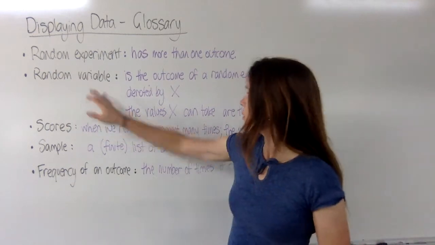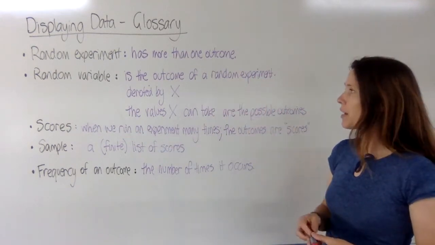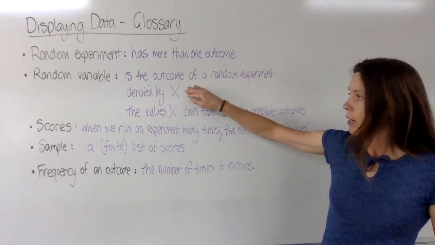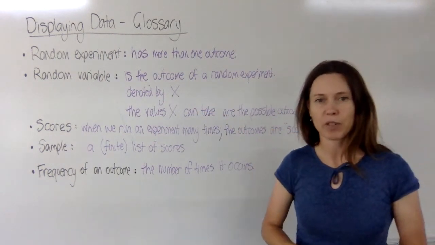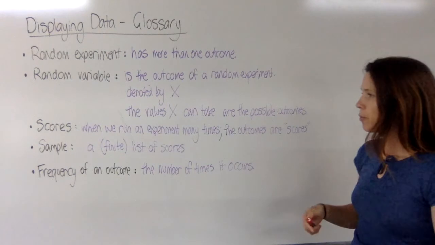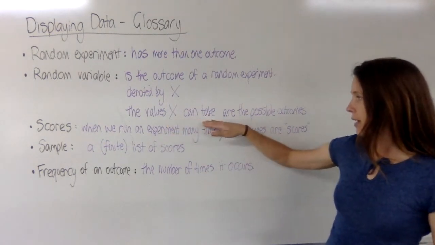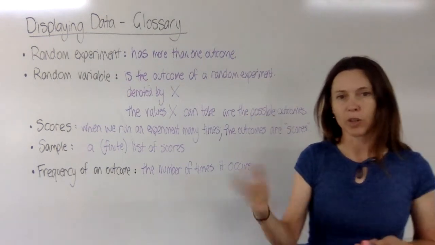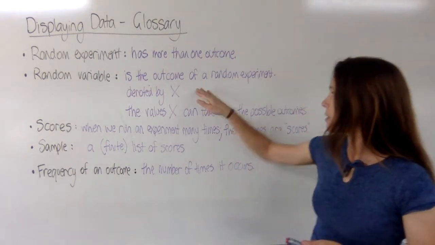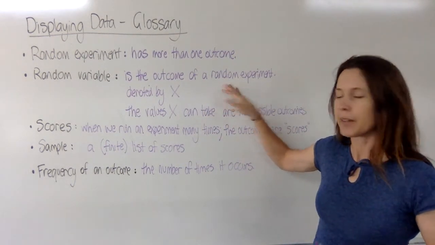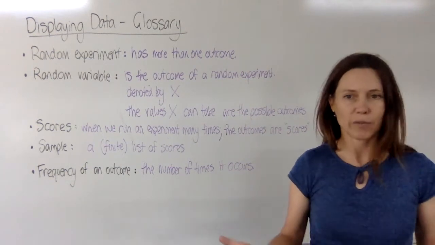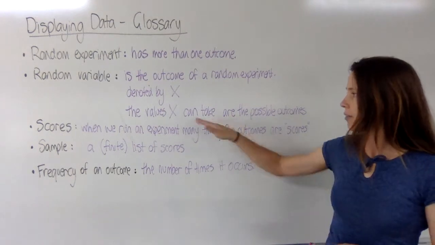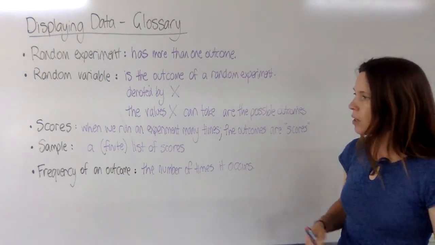Now, a random variable is the outcome of any random experiment, and we usually denote it with this capital X. Now, capital X can take on a number of different values depending on what the experiment would be. So the values that X can take are the possible outcomes. So for example, if I'm going to roll a die and X is the outcome of that random experiment, then X could be equal to 1, 2, 3, 4, 5 or 6. Those are the options. If I'm going to flip a coin, X could take the value of heads or tails.